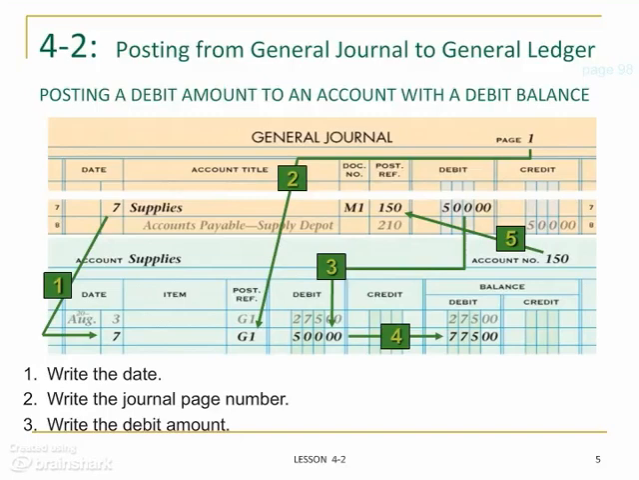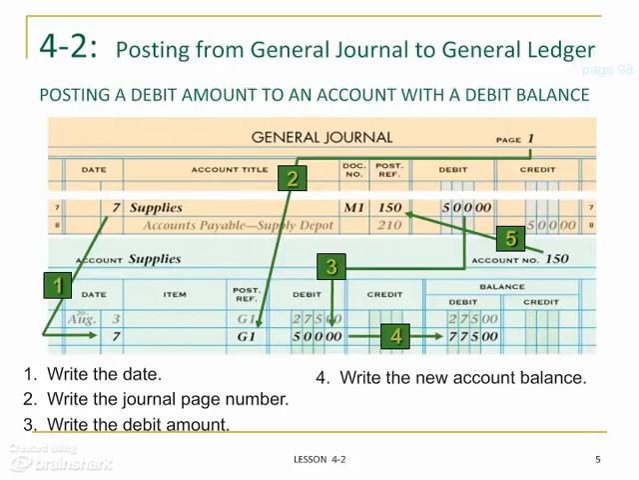Then we're going to post the debit part of the transaction. So we're going to take our supplies, and we had purchased $500 worth of supplies. We're going to put that information in the debit column in the general ledger. Then we have to bring that $500 transaction over into our balance column so that we can maintain our ongoing balance for our supplies account.